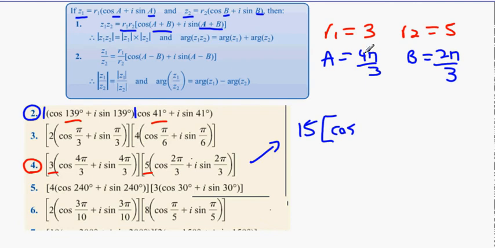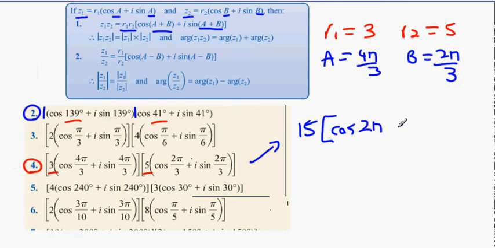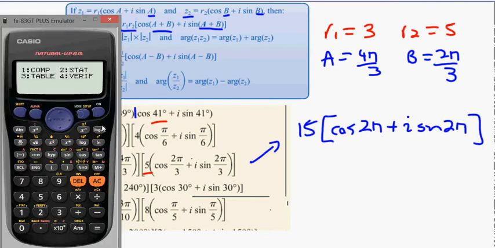Now A plus B is 4 pi over 3 plus 2 pi over 3. You can just enter this into the calculator each time if you want. So 4 pi over 3 plus 2 pi over 3, and what we get there is 2 pi. So it's going to be cos 2 pi plus i sin 2 pi. This time we can do it on the calculator in radians. We just go to mode, setup, and we can do radian mode here.